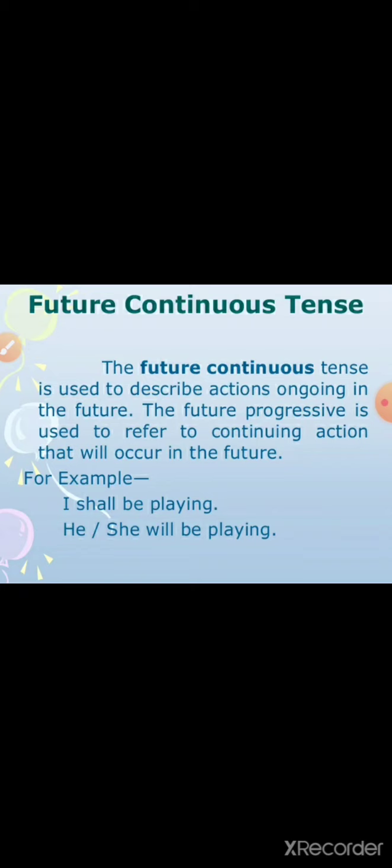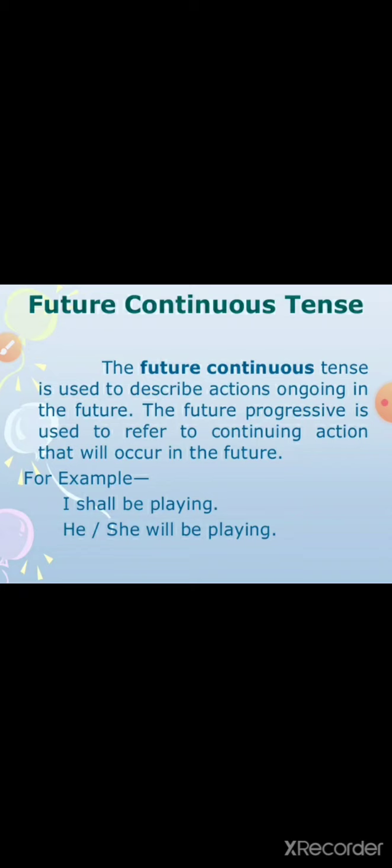वो कल मेरा इंतज़ार कर रही होगी. एक तो फ्यूचर में एक्शन हो रहा है, साथ में कंटिन्यूसली हो रहा है. ठीक है, सो शी विल बी वेटिंग फॉर मी टुमारो एट 10 o'clock. या आई शैल बी टीचिंग द स्टूडेंट्स टुमारो. मैं कल स्टूडेंट्स को पढ़ा रही होंगी.